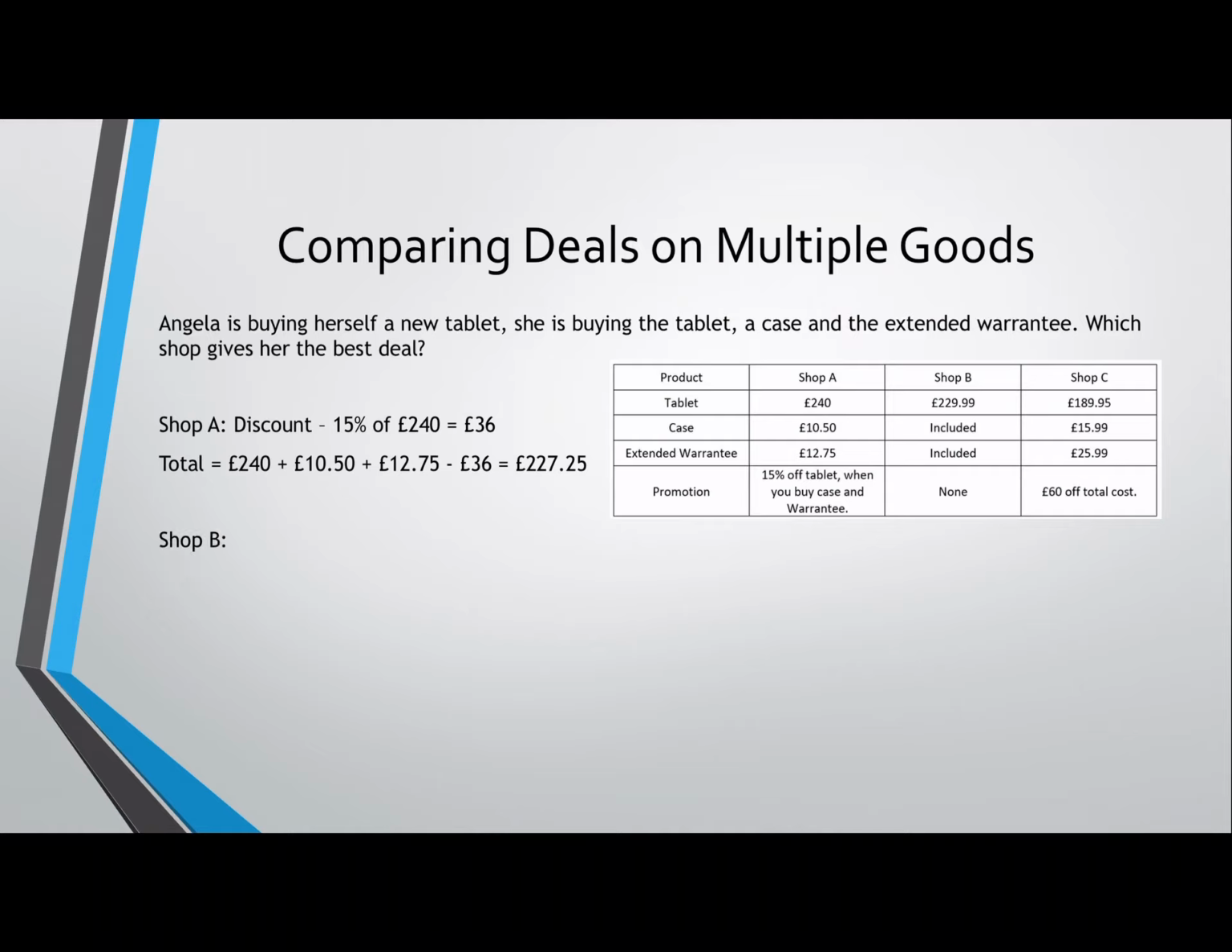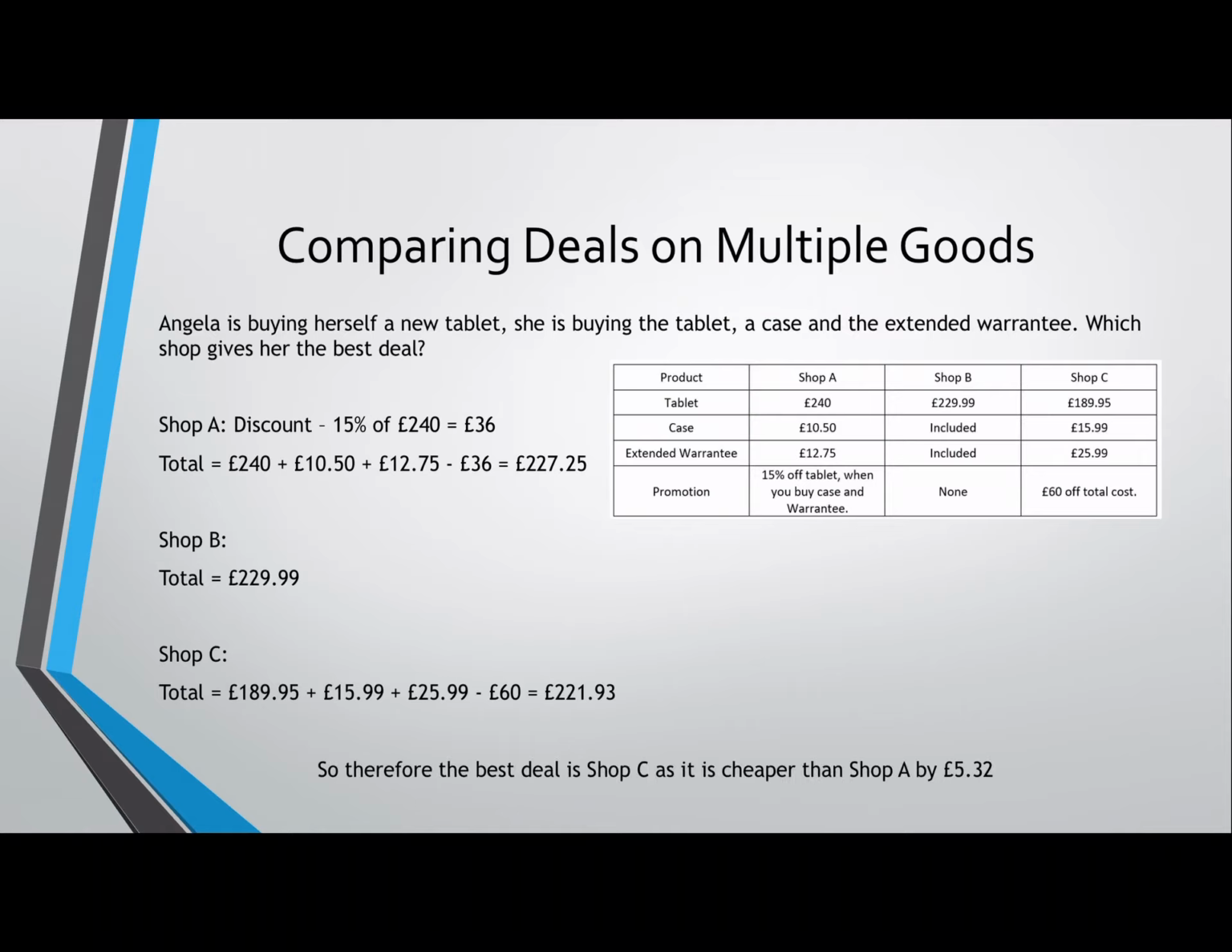Shop B, straightforward. The total is just £229.99. Nothing else we can do about it. There's no discounts, no promotions, everything's included. So that's quite nice and straightforward there. Shop C. We have £60 off the total cost. So our total is all of those things added together, take away the £60. So we've got the £189.95 plus the £15.99 plus the £25.99, take away the £60. So we get £221.93.